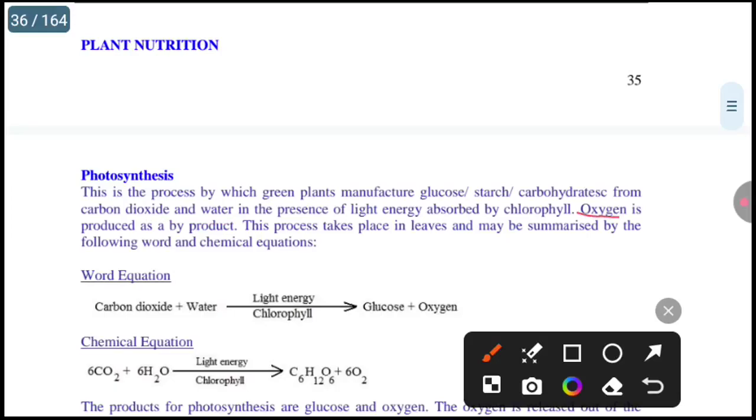This process takes place in leaves and may be summarized by the following word and chemical equations. This word equation summarizes the whole process of photosynthesis. We can see carbon dioxide reacts with water in the presence of light energy on chlorophyll to form glucose and oxygen as byproducts.